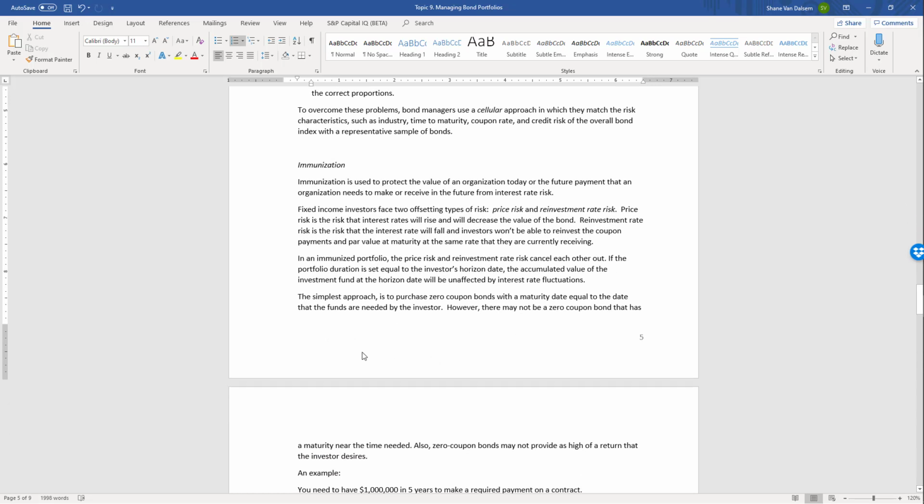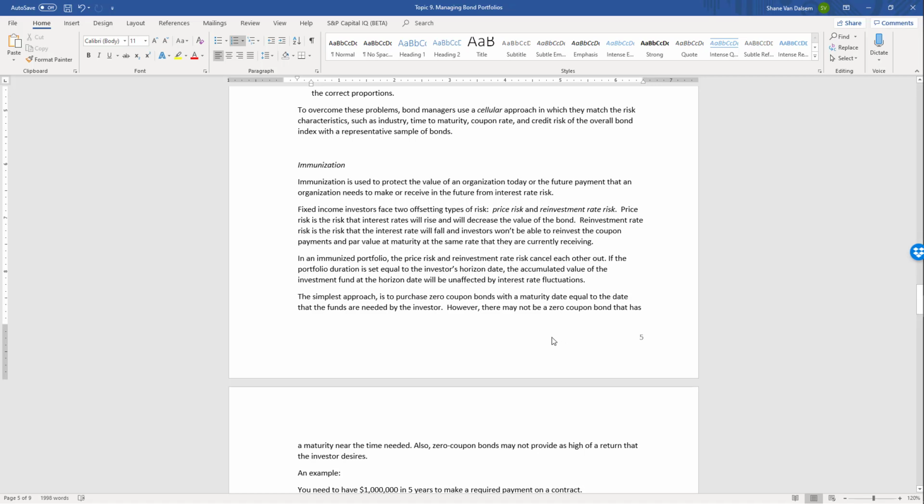The simplest approach is to purchase zero coupon bonds with a maturity date equal to the date the funds are needed by the investor. So with a zero coupon bond, if I need $1 million in 3 years, I can buy a zero coupon bond that pays $1 million in 3 years. And what I'll pay for it today is the price of that bond today. There's no coupon payments, nothing to reinvest. And then at maturity, I get my $1 million that I need.